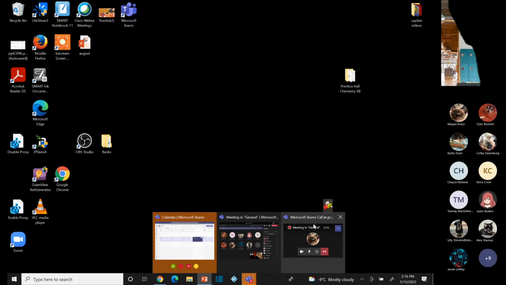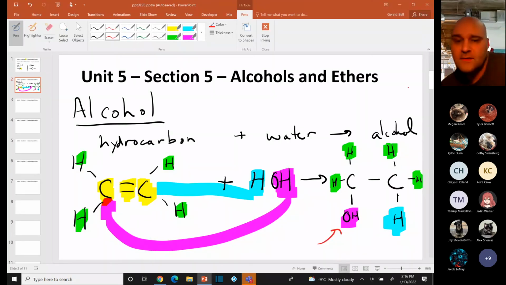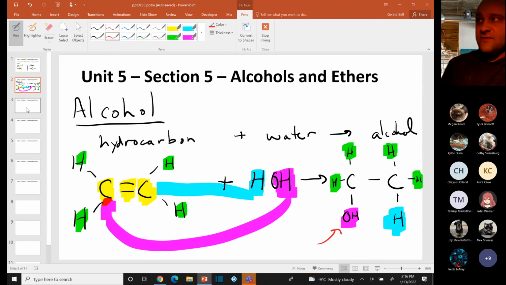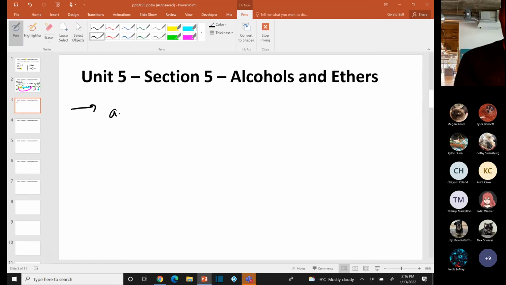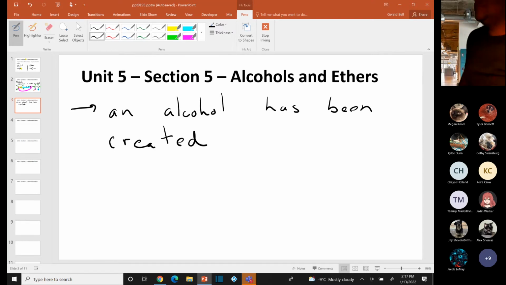Okay, so what happened here? Let's just talk about what we made here. An alcohol has been created. It's that OH group that we talked a lot about, the OH and the base, in the acid-base unit. That's the OH, that's the basic thing. So I guess alcohol would be basic if you tested it.